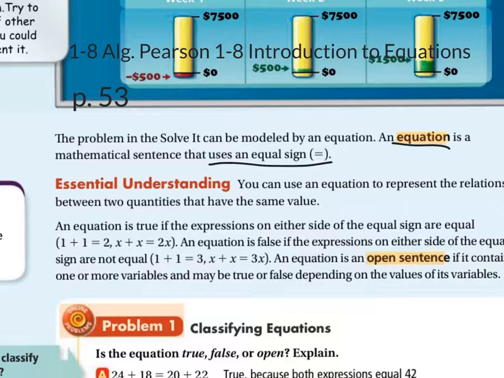So that's to distinguish that from an expression. In an expression, there is no equal sign.